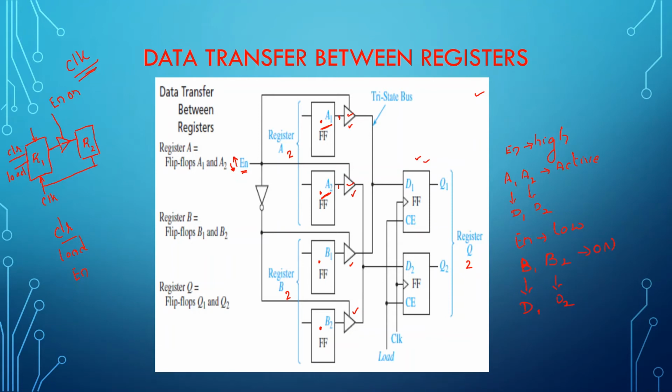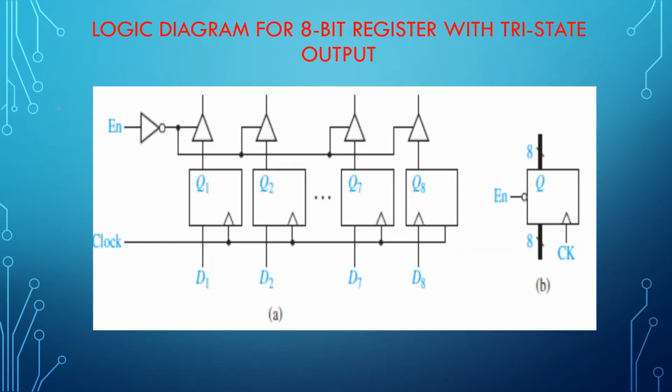This is how you actually transfer the data between the registers. As an advanced part of this, you can see here, this is an 8-bit register, Q1, Q2, Q3, Q4, Q5, Q6, Q7. So here you have an 8-bit register which is being fed with the data D1, D2, D3, D4, D5, D6, D7 and D8.